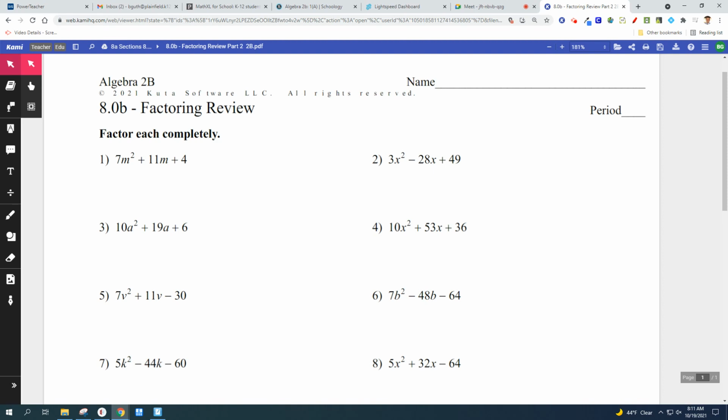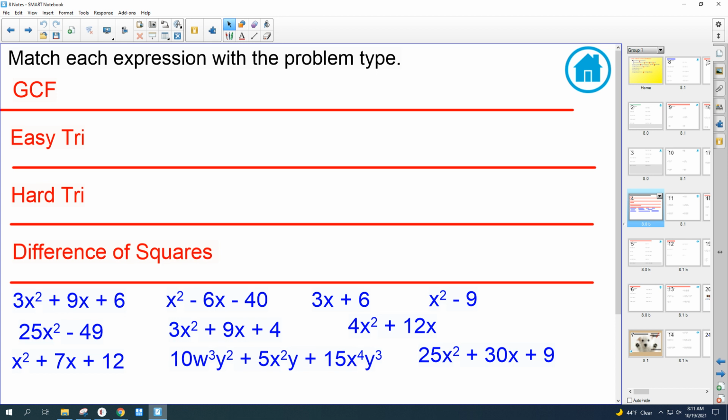We're going to continue from yesterday with factoring. We're going to do a little bit more. We're going to do some harder problems today. But let's start like we started yesterday with classifying the problem, right?